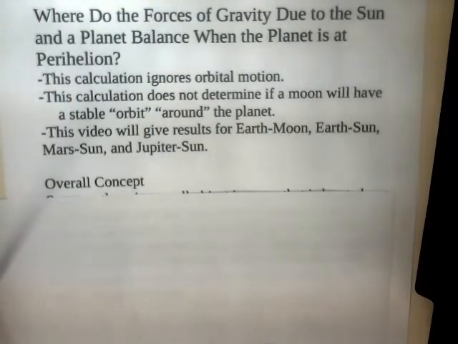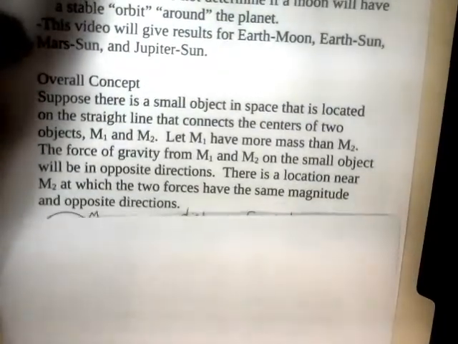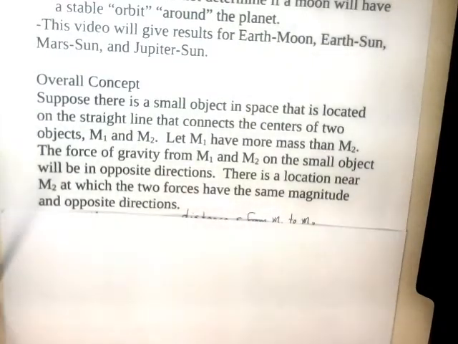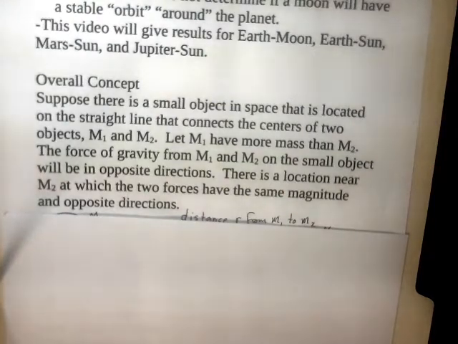So let's start talking about how this calculation is going to be performed. We have some small mass that we're going to put in between, for example, the Sun and the Earth, and we're going to calculate where the force of gravity on that mass is the same magnitude, but in opposite directions. So, for example, towards the Sun and towards the Earth.